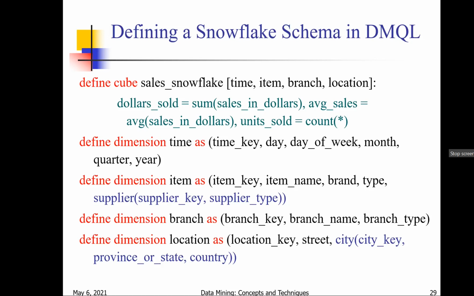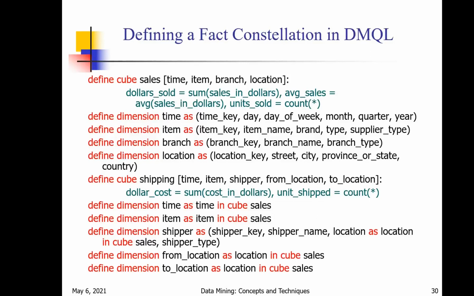We will write code for a snowflake schema in DMQL. Now we will see code for fact constellation schema. So two fact tables are there, sales fact table and shipping fact table. The same code we will write as seen previously. So define cube sales of time, item, branch, location. These are the dimensions. Next, dollar sold, average sales, unit sold. These are the measures for the central sales fact table.